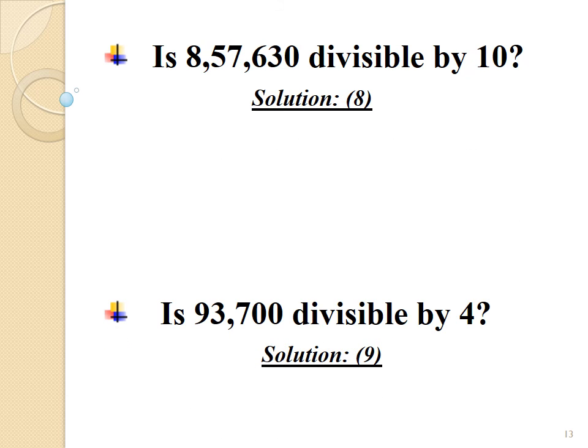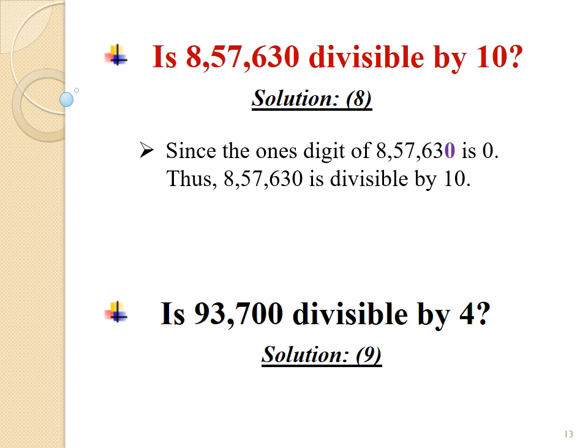Is 8,57,630 divisible by 10? Students, we know that a number is divisible by 10 if the digit at its ones place is 0. Since the digit at the ones place of 8,57,630 is 0, 8,57,630 is divisible by 10.